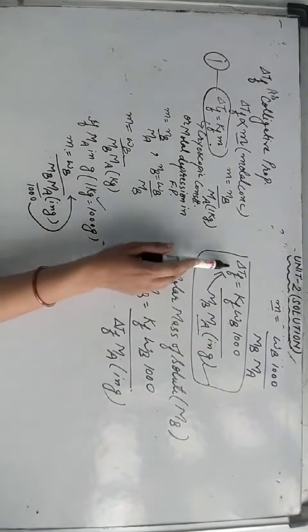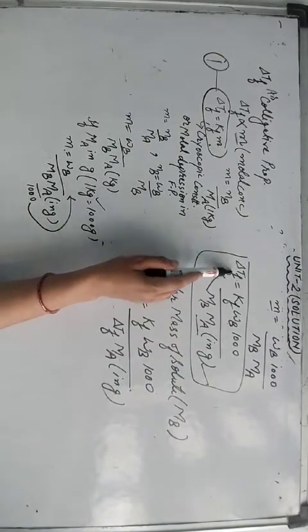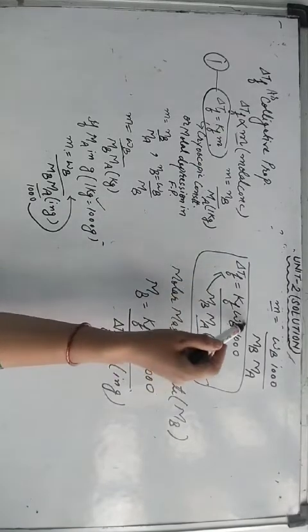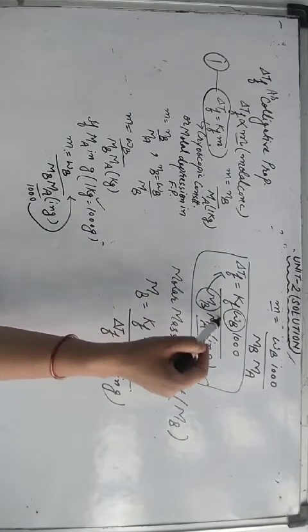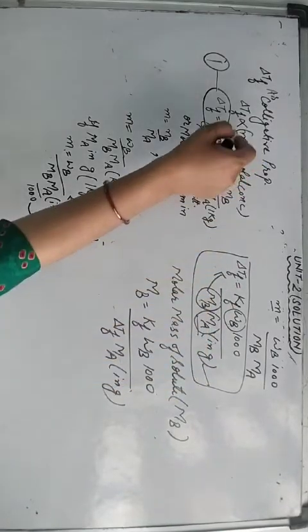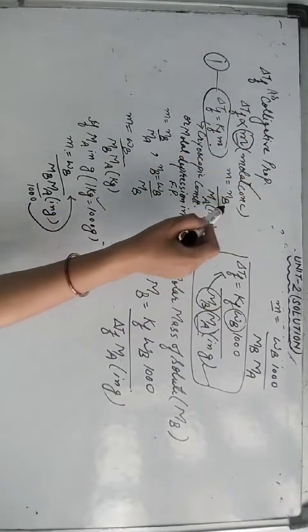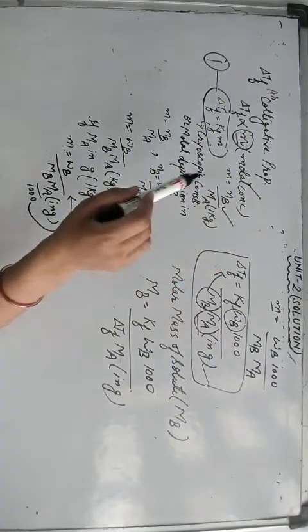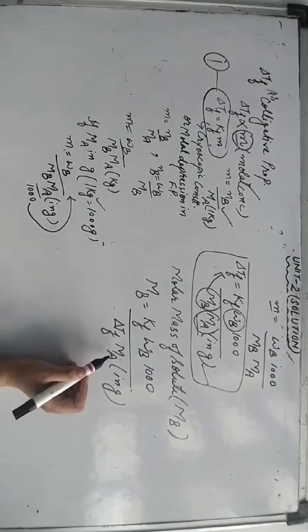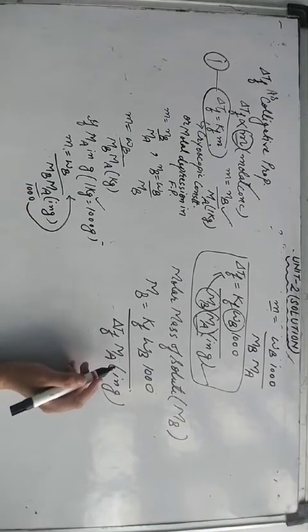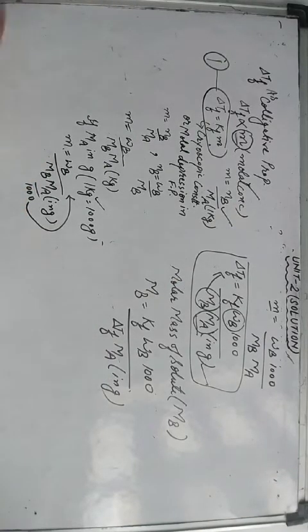As from this expression we find that depression in freezing point depends on the quantities given mass, molar mass, or it depends on the molar concentration, that is on the number of moles. So delta TF is regarded as the colligative property. Now some conceptual questions are also there.